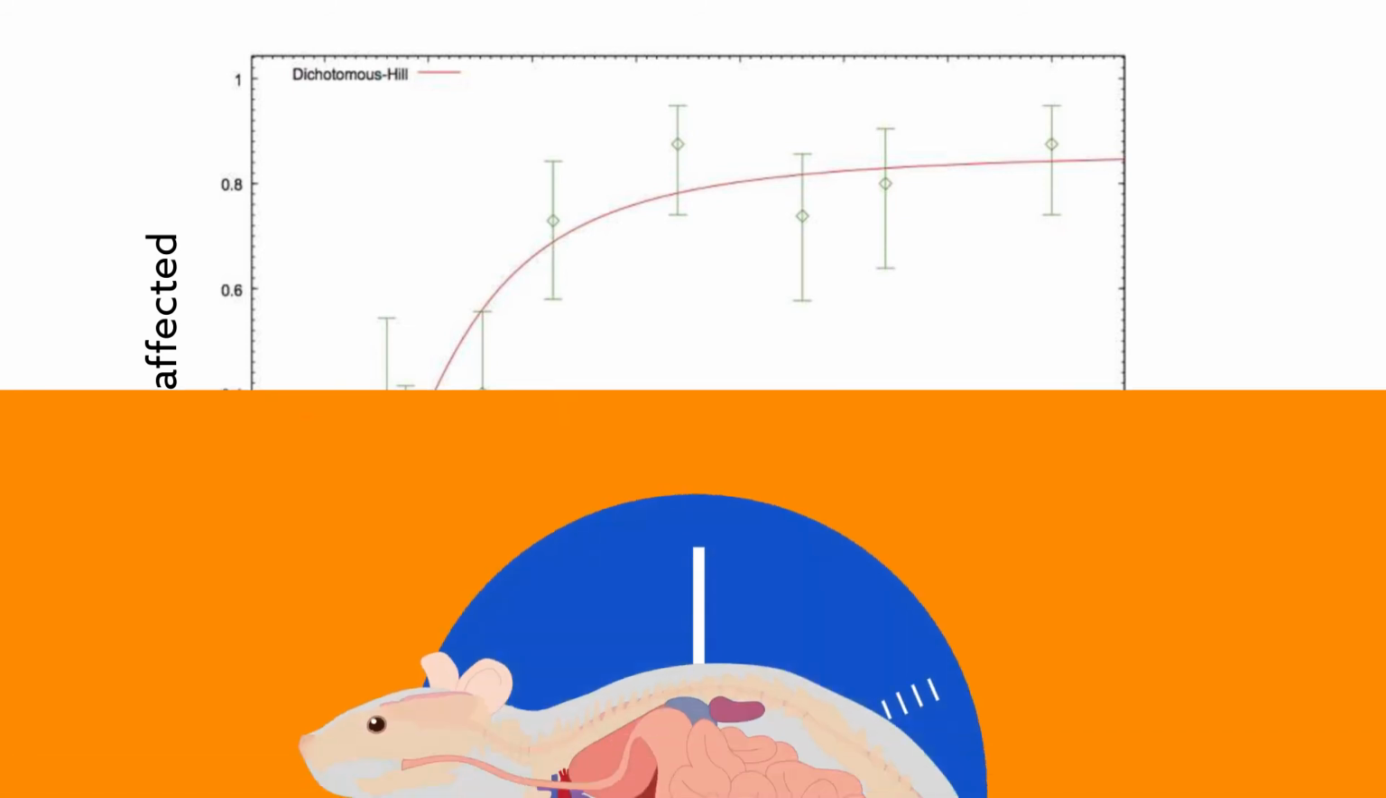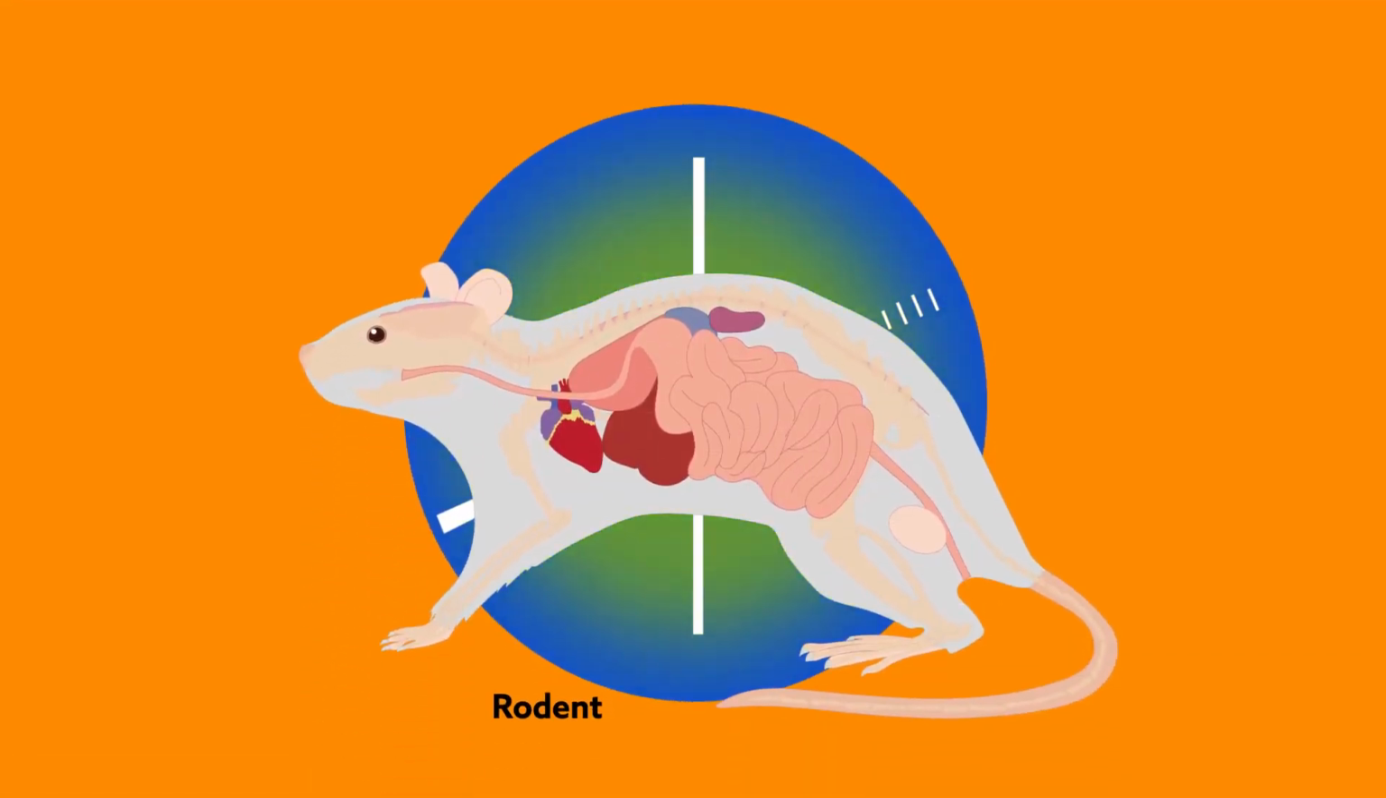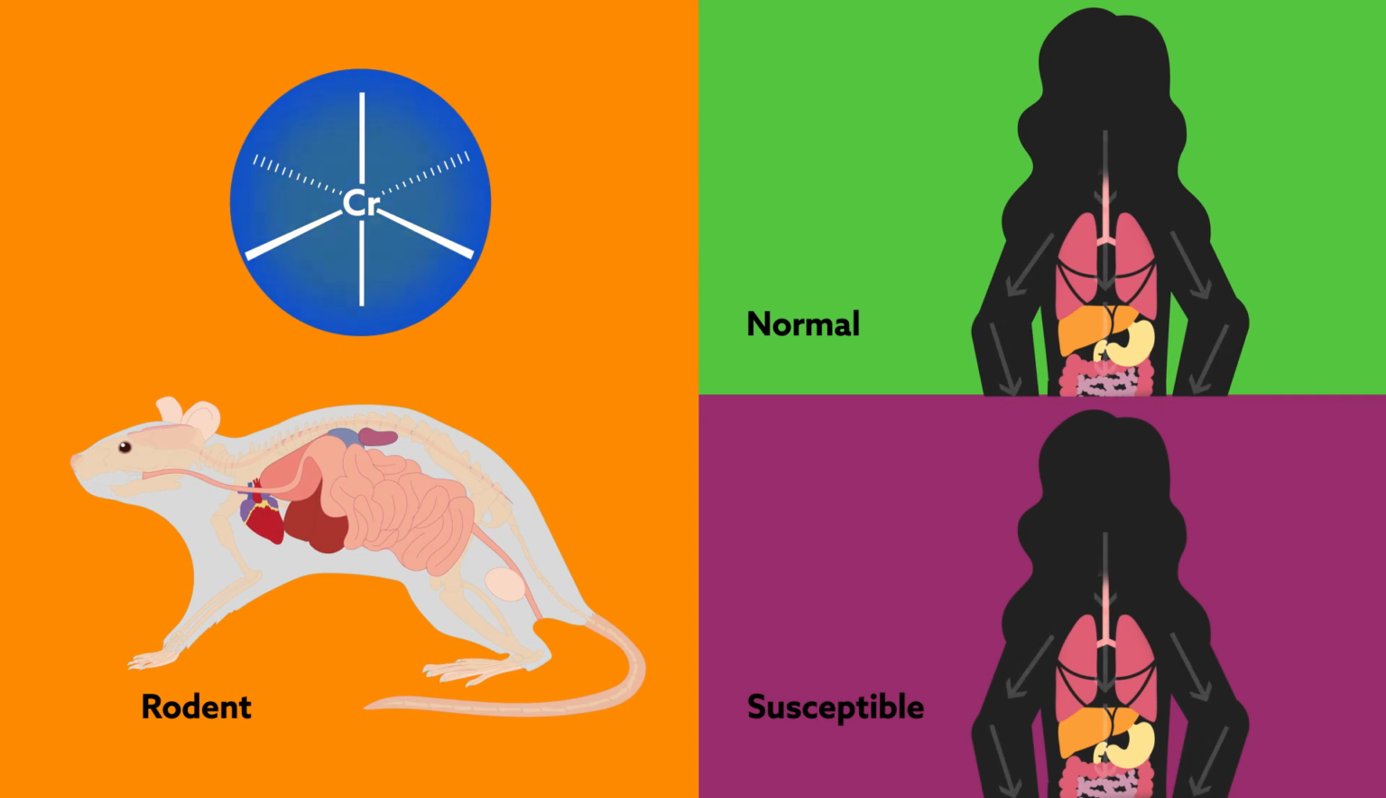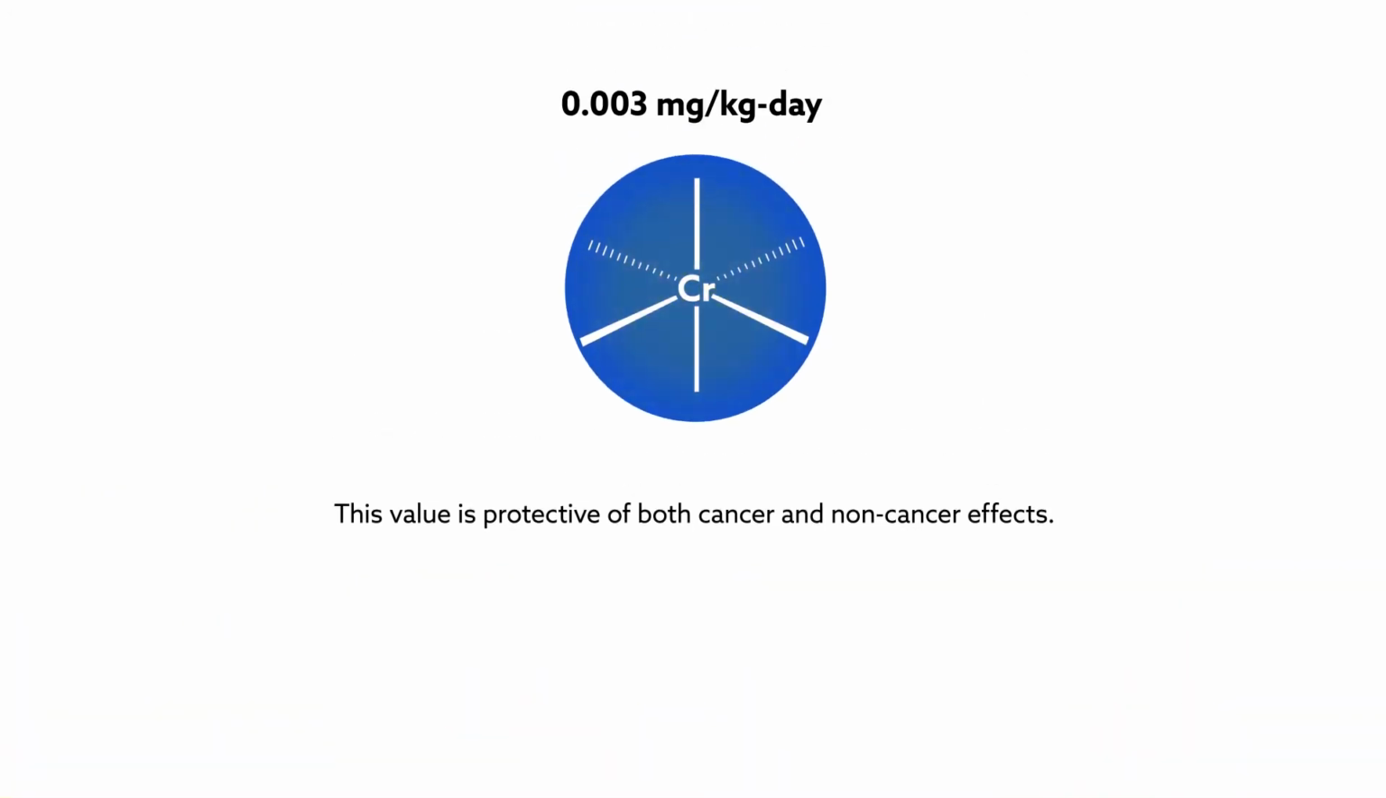Finally, the team converted internal doses in the rodents to doses for both normal and susceptible people using a human pharmacokinetic model. From this, they derived a reference dose of 0.003 of a milligram per kilogram of body weight per day, which protects against both cancer and non-cancer effects.